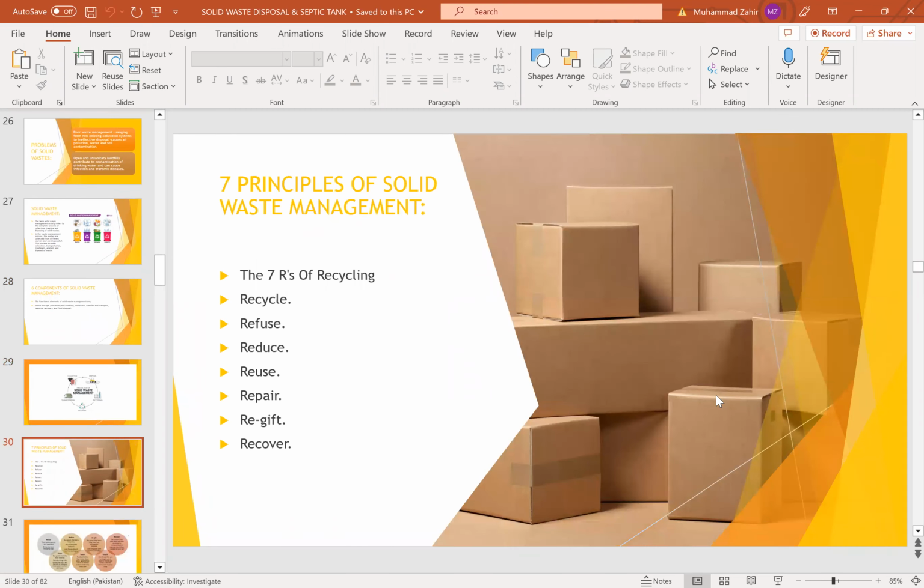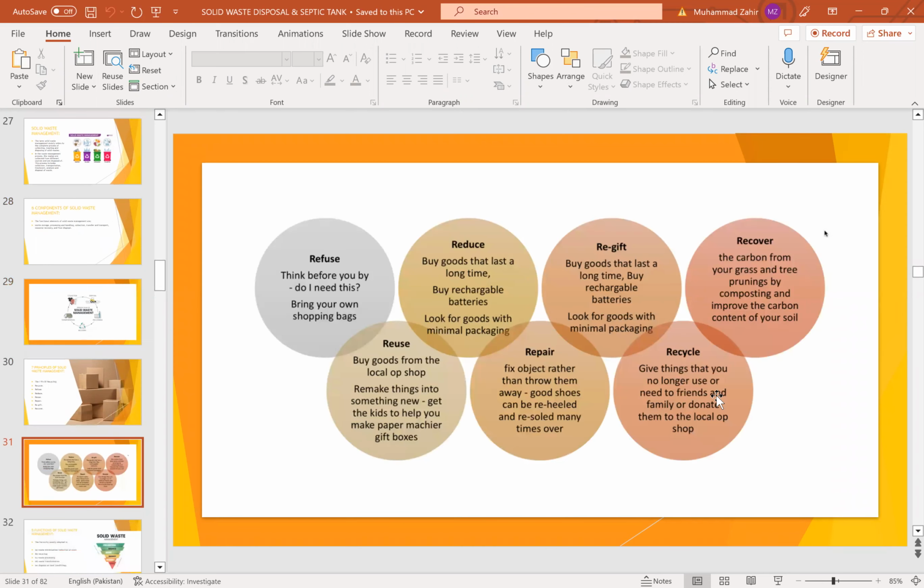Seven principles of solid waste management, the 7 R's of recycling: recycle, reuse, reduce, repair, regift, and recover. Reuse: think before you buy, do I need this? Bring your own shopping bag, then reduce the amount. Then regift: buy goods that last a long time. Then recover, then reuse, repair, and recycle. Give things that you no longer use or need to friends or family, or donate them to local op shops.